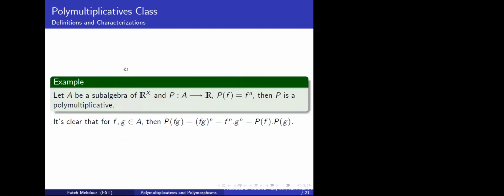Let us keep the notation throughout this work that f^n means f times f, n times. As a simple example of this class of polymultiplicative polynomials, let A be a subalgebra of R^X and let P be defined on A with real values by the nth power of f. Then it is clear P is polymultiplicative.